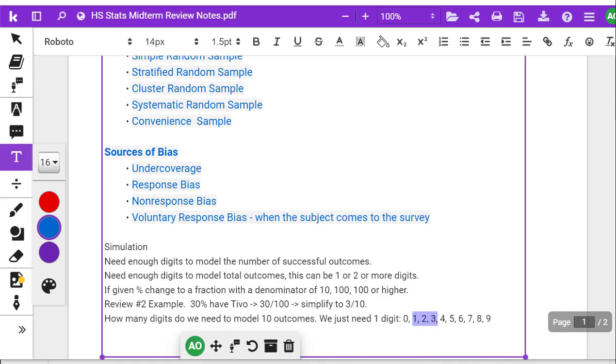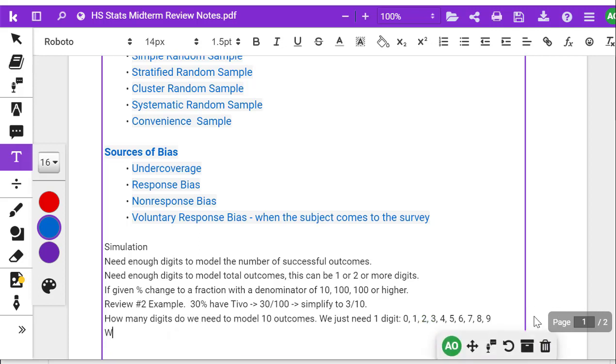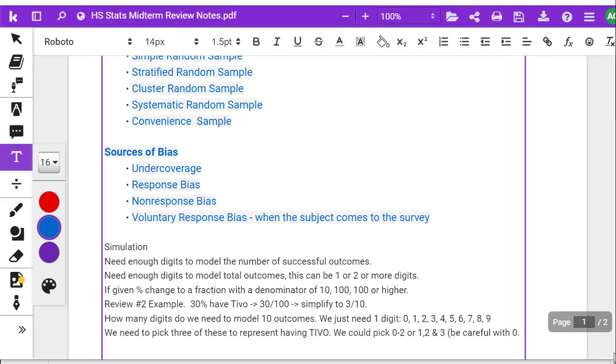So let's see what our options are on the question. We need to pick 3 of these to represent having TiVo. All right, we could pick 0 through 2 or 1, 2, and 3. Be careful with 0. I know you can't see that. So be careful with 0 if you do that second one.